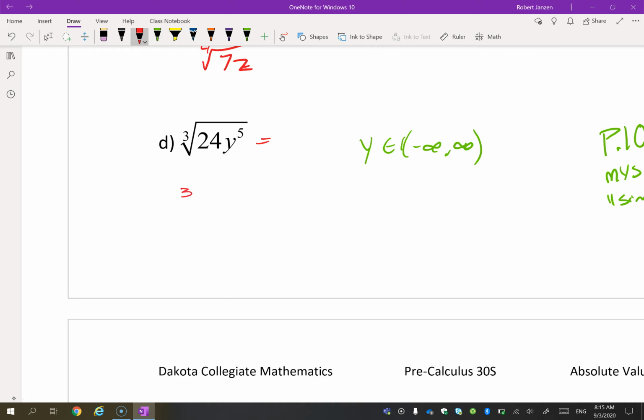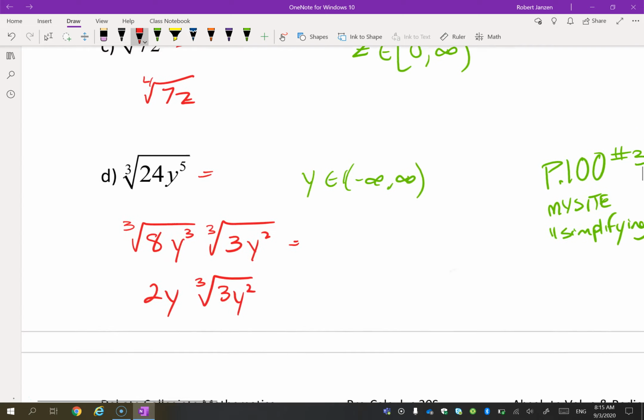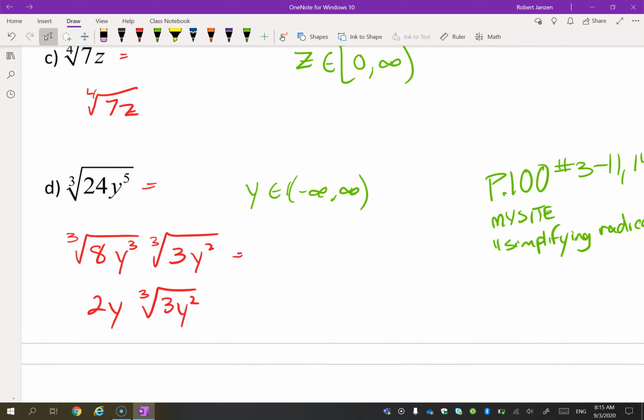Okay, so we need to know what is the factor that's a perfect cube of 24. It's 8. That leaves me with 3. And then y to the 5th. That means there are 5 y's. Well, let's take out 3 of them, and we'll leave the other 2 here. Okay, so the cube root of 8y cubed is 2y, and what's left over? 3y squared. All right, little bit of a tricky concept with those radicals in there and the variables.